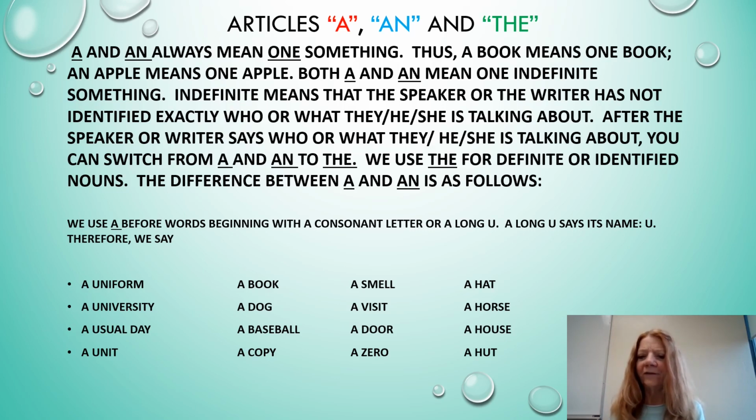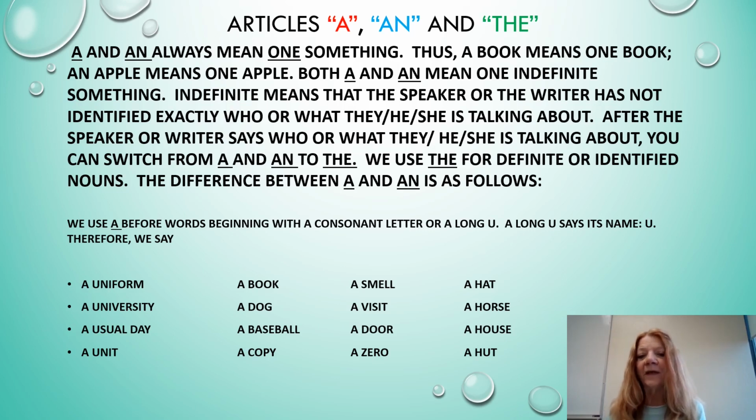A and an always mean one something. Thus, a book means one book. An apple means one apple. Both a and an mean one indefinite something. Indefinite means that the speaker or the writer has not identified exactly who or what they are talking about. After the speaker or writer says who or what they are talking about, you can switch from a and an to the. We use the for definite or identified nouns.